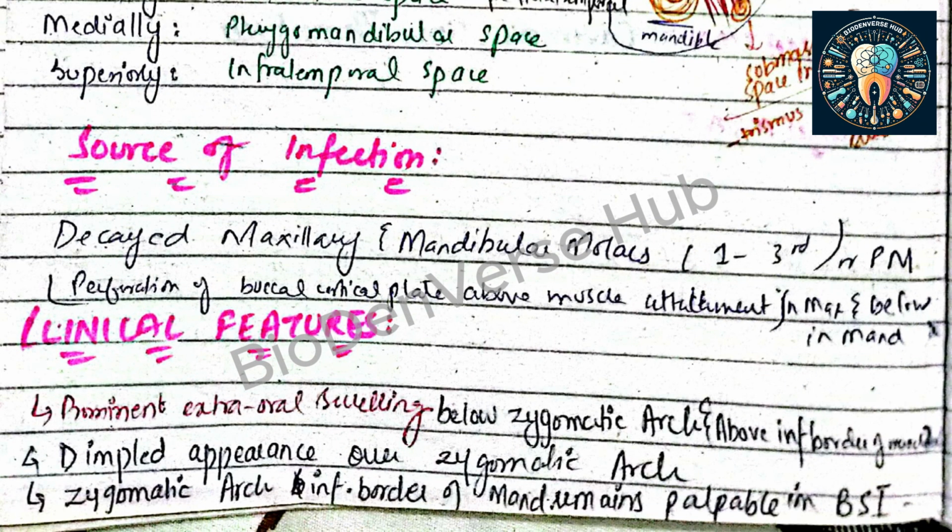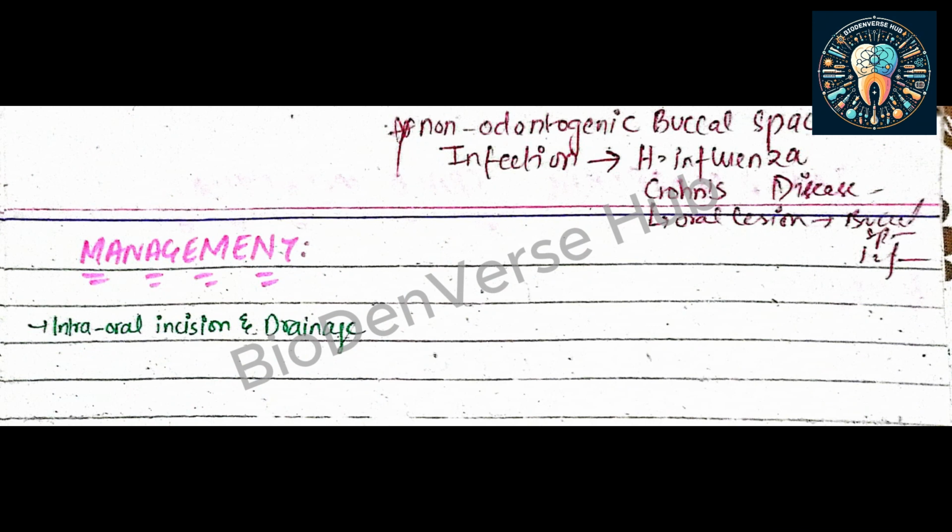We can see a prominent extraoral swelling below the zygomatic arch and above the inferior border of the mandible. Dimple appearance over the zygomatic arch. We can note another important point here: the zygomatic arch and the inferior border of the mandible remain palpable in buccal space infection. Now as far as the management is concerned, we can go for intraoral incision and drainage.